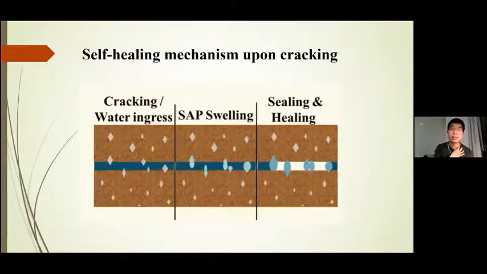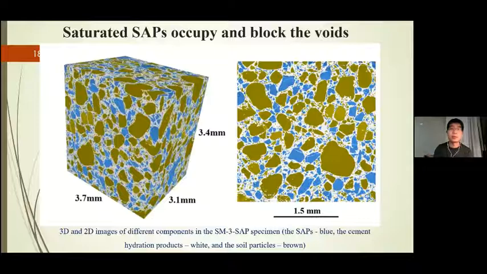To validate the proposed mechanism, we also did a CT scan, and here we can see the blue blocks, they are SAPs. So they occupied, and we can see that the pores and voids in the cementitious matrix are fully occupied and blocked by the saturated SAPs.